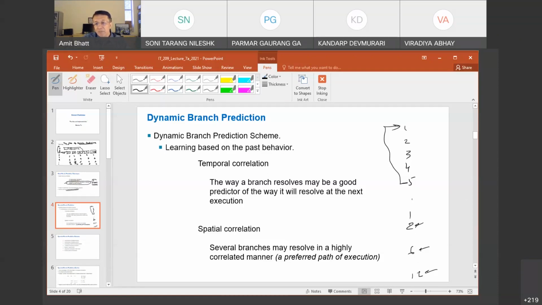So based on that, branch number 12 would resolve. So this is different. Temporal correlation is very simple.